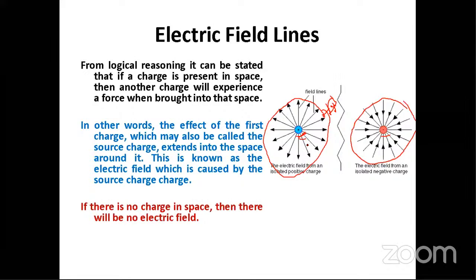Obviously, that electric field or the space depends on the magnitude of the charge. If the magnitude of the charge is more, its surrounding field will be more. If the magnitude of the charge is less, the surrounding field will be less. If there is no charge in space, then there will be no electric field. If the magnitude of the source charge is 0, there will be no electric field surrounding it. These things you have to remember.